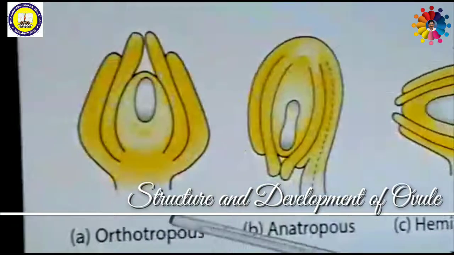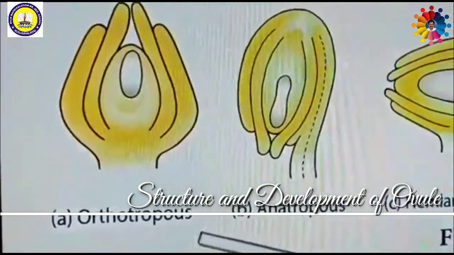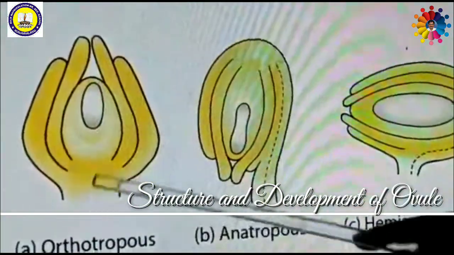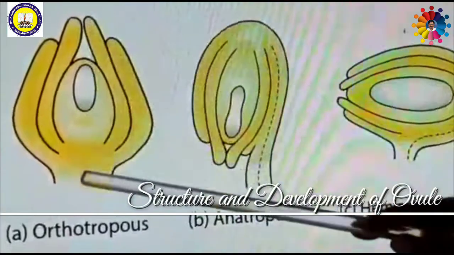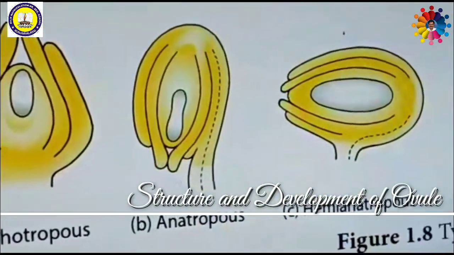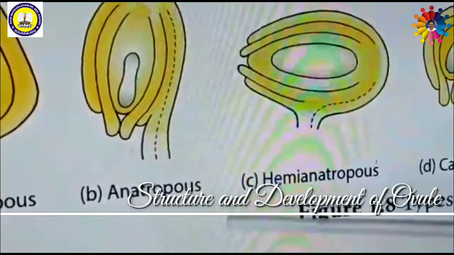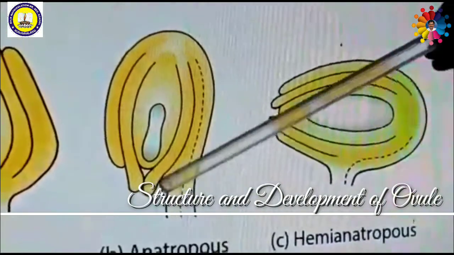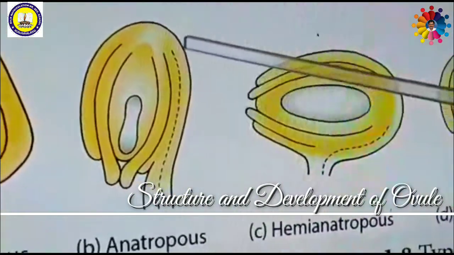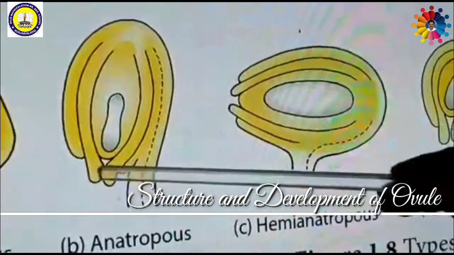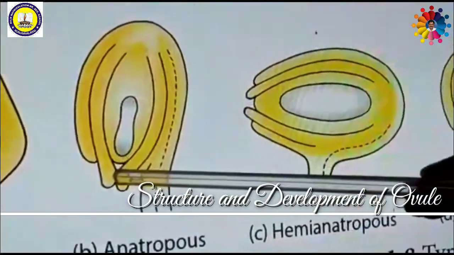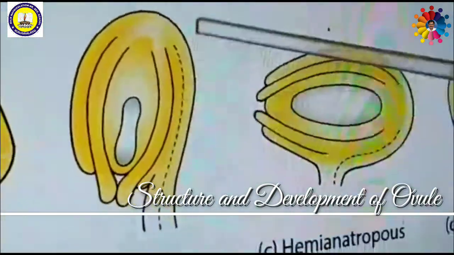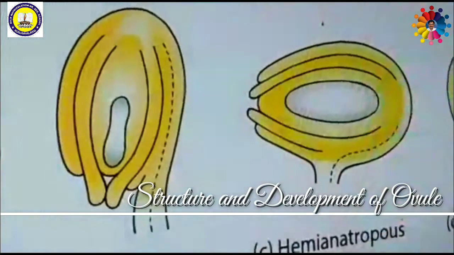First of all, we shall see orthotropous. In orthotropous, the micropyle, funicle, and chalaza are in a straight line and in a vertical position. If it is in a straight line, then it is called orthotropous. The second type of ovule is called anatropous. Here the body of the ovule is bent down or inverted, very close to the funicle. So the funicle and micropyle are very close to each other. Then the micropyle and the chalaza are in a straight line, parallel to the funiculus. Such a type of ovule is called anatropous.